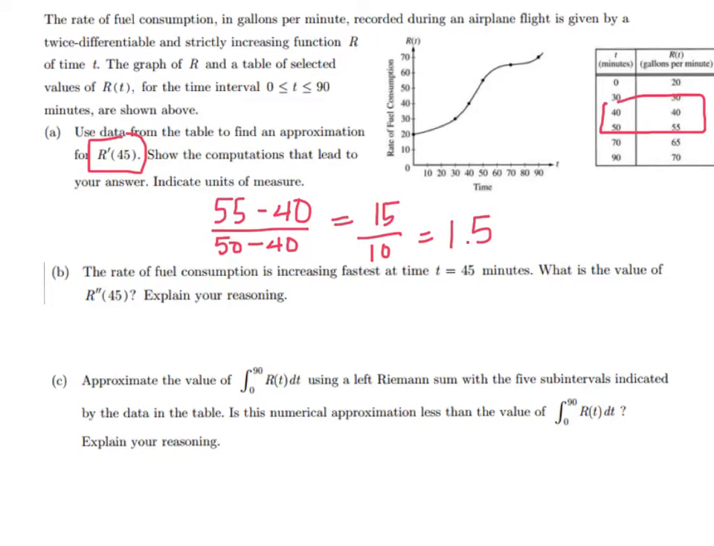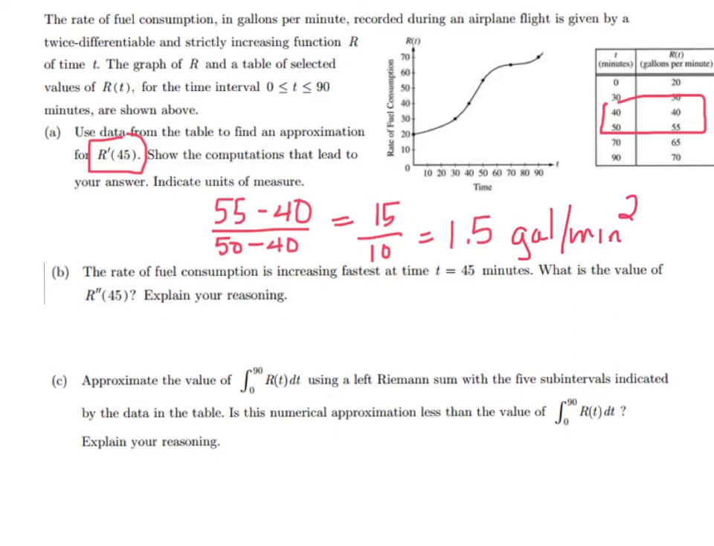Now they want us to include units on that. Easy enough. This r is actually a rate, so it's gallons per minute. We just found the slope, so it's going to be gallons per minute per minute. Okay, so gallons per minute per minute, or gallons per minute squared.